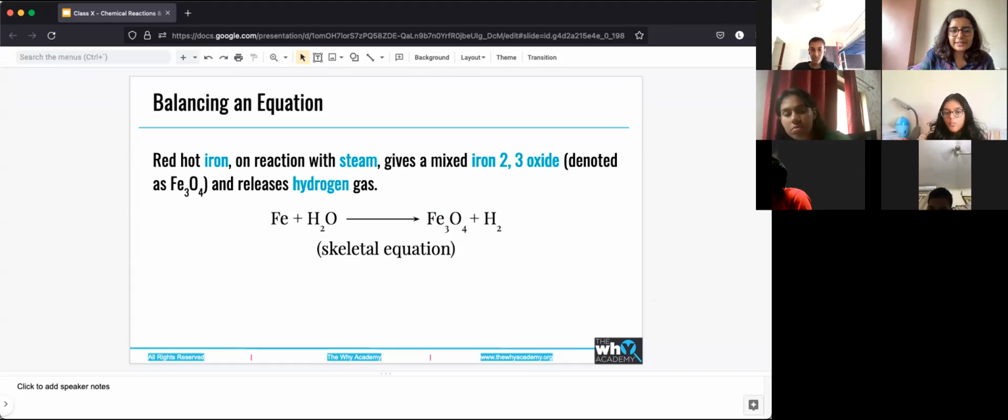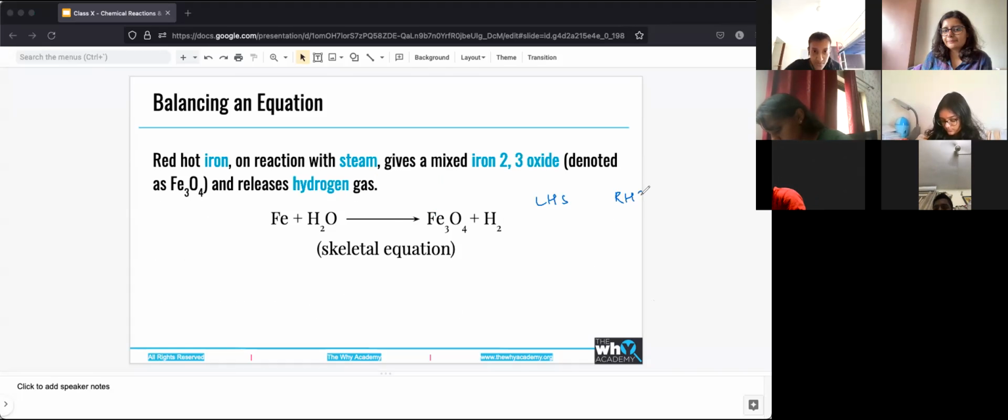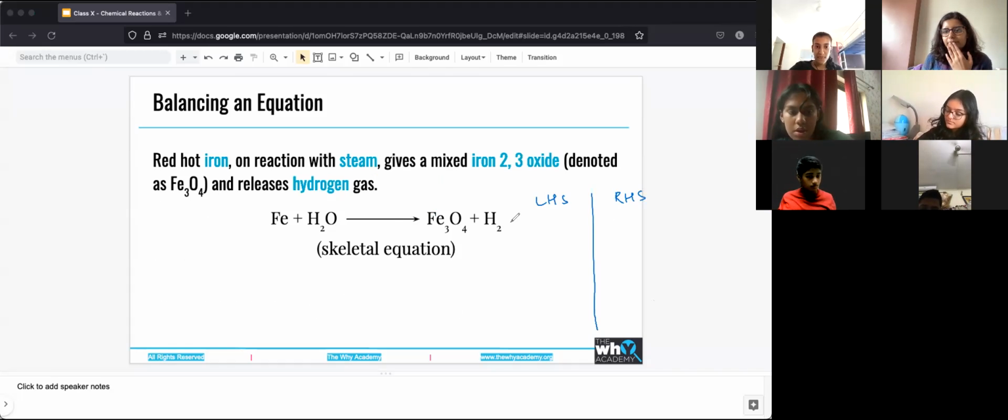Oh, I didn't show the process. Never mind. So now, to balance, in the LHS and RHS what all atoms are involved? What atoms are there in this reaction? Iron, Fe. Hydrogen, H2. Hydrogen and oxygen. Okay.